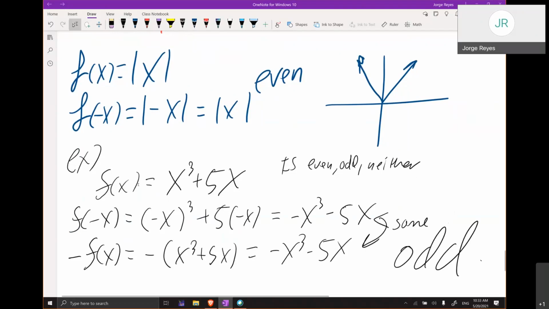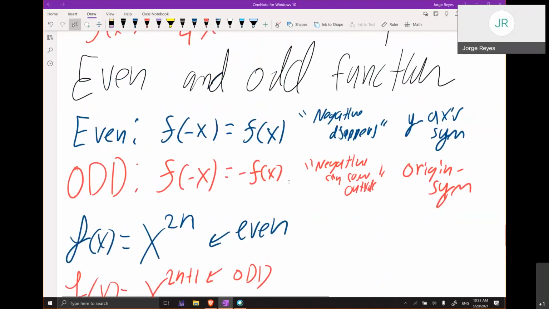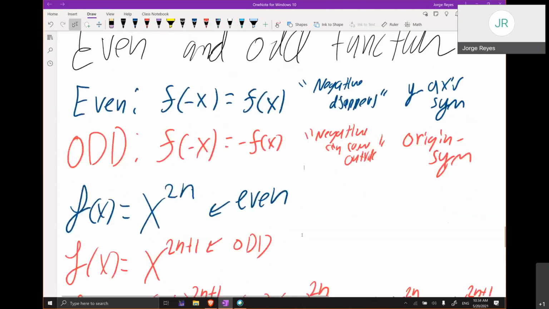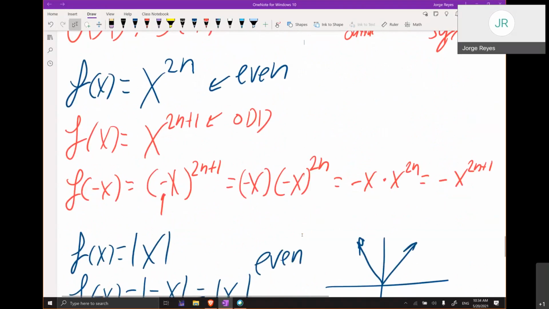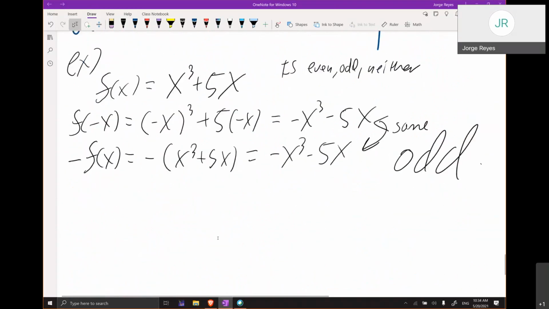So yeah, you need to actually be able to plug in and show if a function is even or odd, okay? If you have its graph, then you should just be able to stare at it and tell me if it's even or odd. But let's do some more examples, okay?